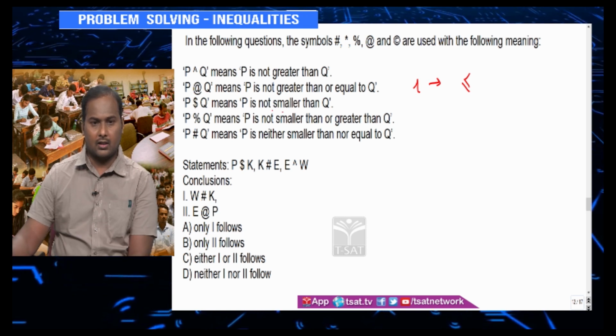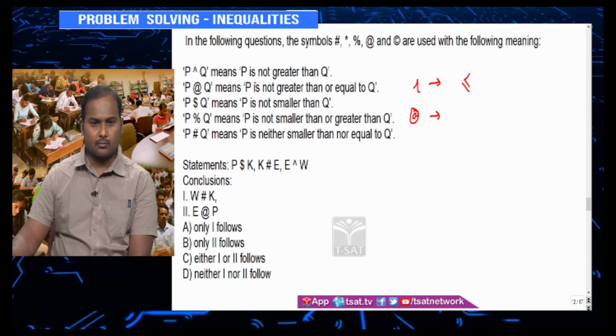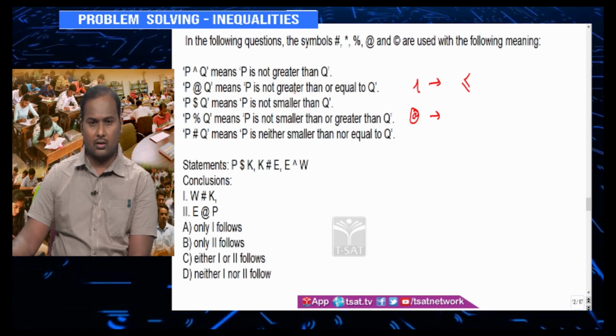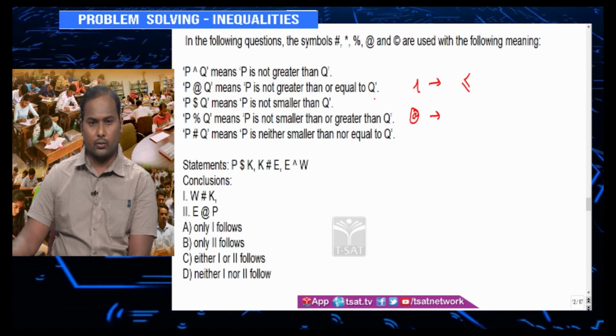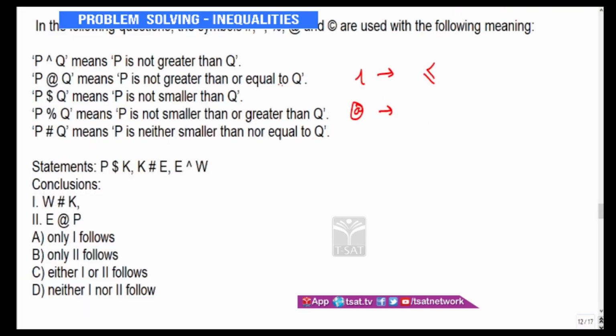Now see the P at the rate Q. What does the at the rate symbol represent? At the rate symbol means P is not greater than or equal to Q. He is saying that P is not greater than or equal to Q means P is less than Q. That is the conclusion.